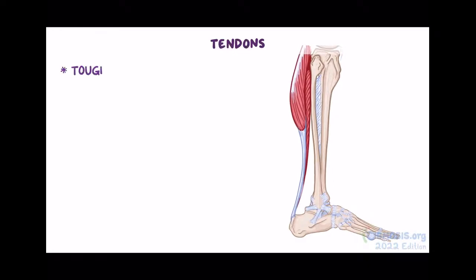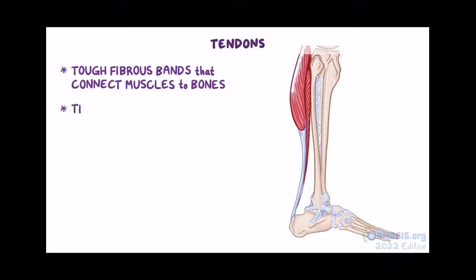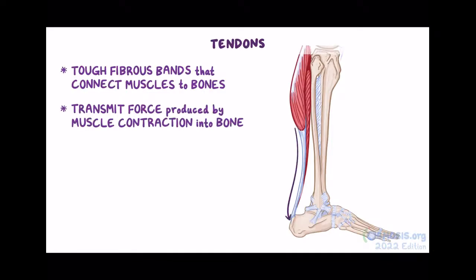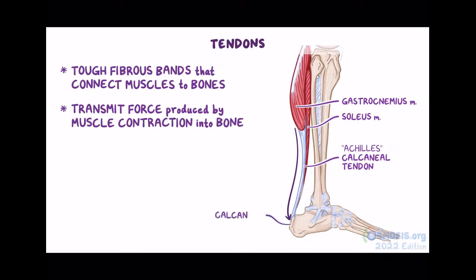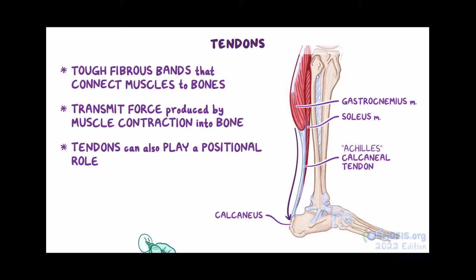Okay. Now let's finish up by talking about tendons, which are the tough, fibrous bands that connect muscles to bones. Their main function is to transmit the force produced by the muscle contraction into the bone they attach to, which allows for joint movement. A good example is the calcaneal, or Achilles tendon, a common tendon for both the gastrocnemius and soleus muscles at the back of the leg, inserting onto the calcaneus, or heel bone. Tendons can also play a positional role, meaning they can fix parts of the body in a certain position, like the fingers when writing.